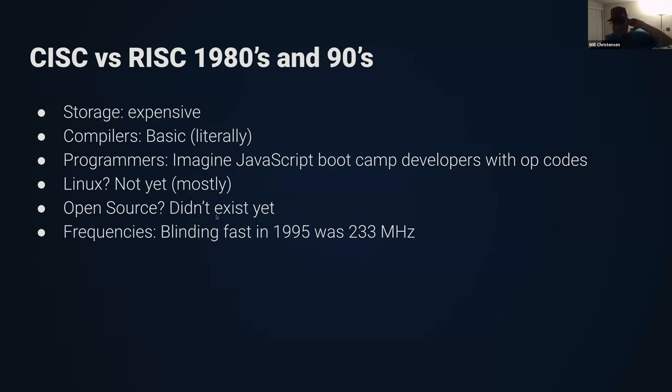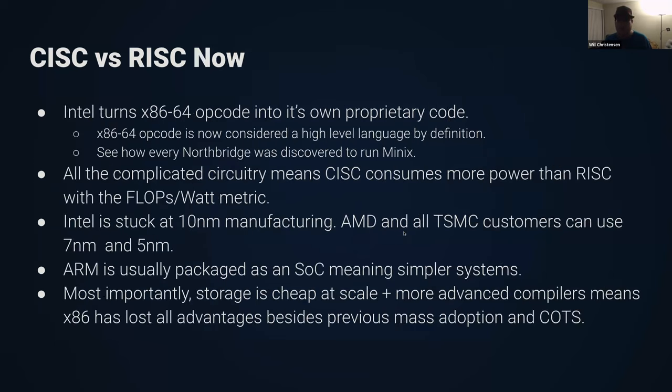Also just note that getting above 16 megahertz was an accomplishment for 1990. 100 megahertz was, I think, about as much as you could get, or 133 was the most you could get for an Intel Pentium at the time. So 233 megahertz in 1995 was blindingly fast.